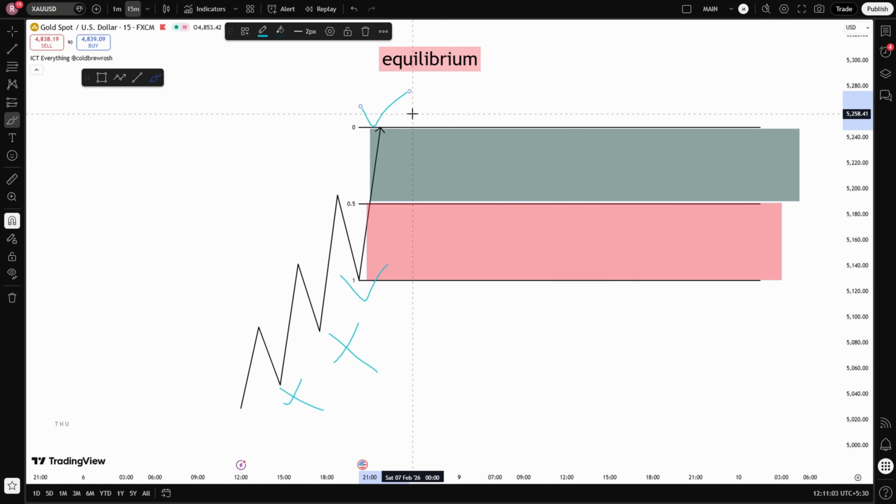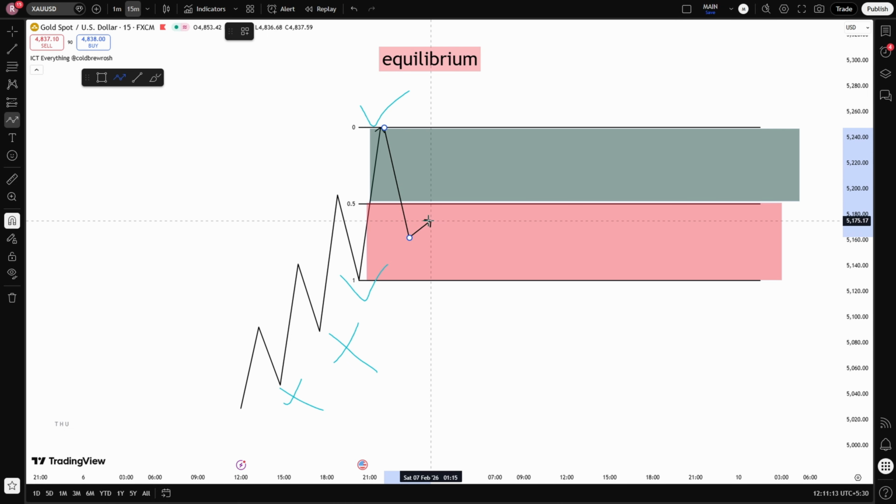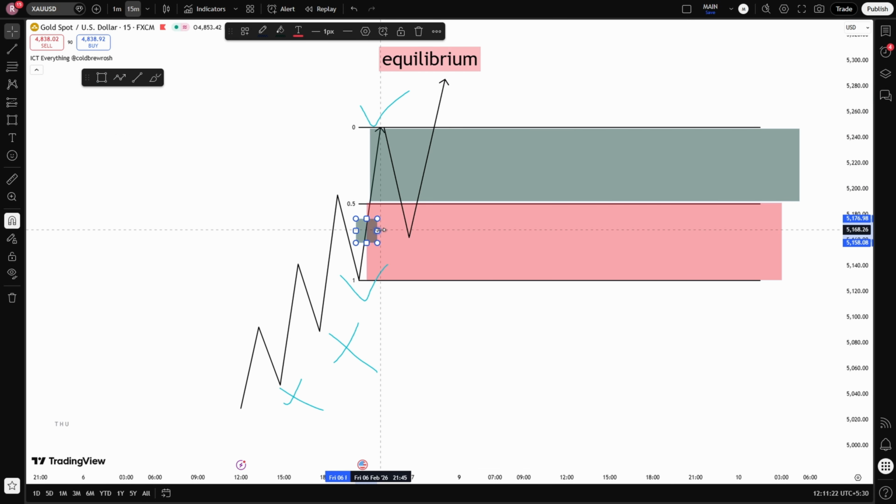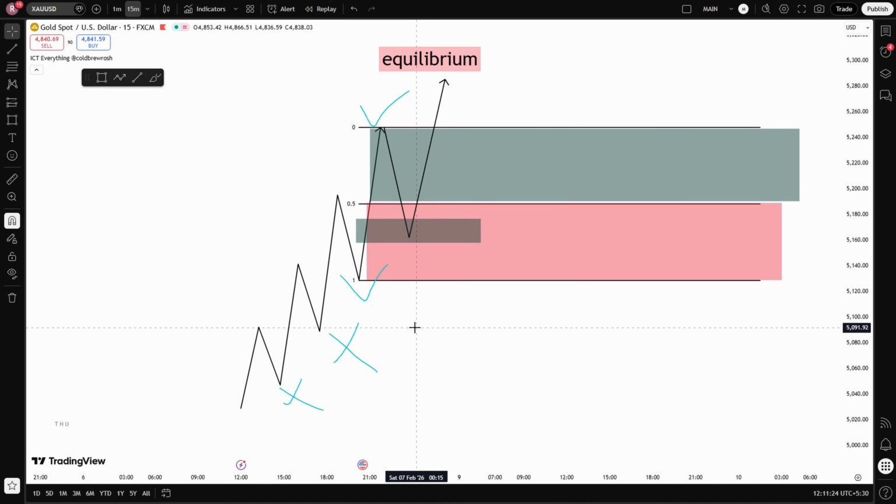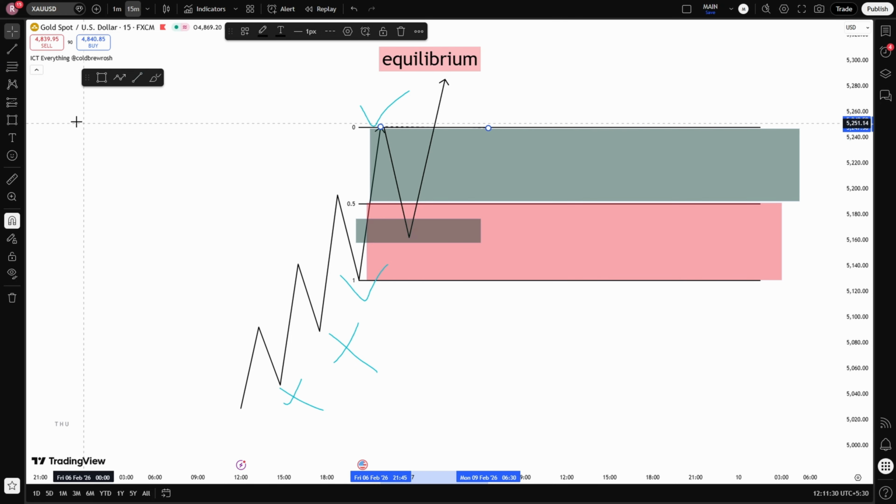Once equilibrium is drawn correctly, where do we expect price to retrace into? Into the discounted price range. And why is that important? Because that discounted area becomes optimal for looking for buy opportunities, especially once we start seeing buy orders getting filled from that zone. From there, what can we reasonably expect price to do? We can expect price to continue higher and take out the previous high, continuing the uptrend.